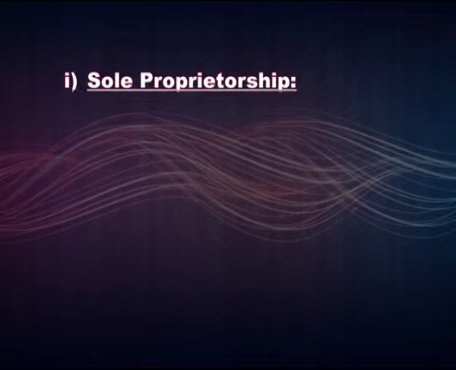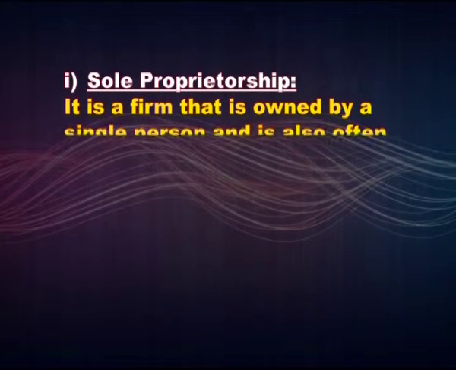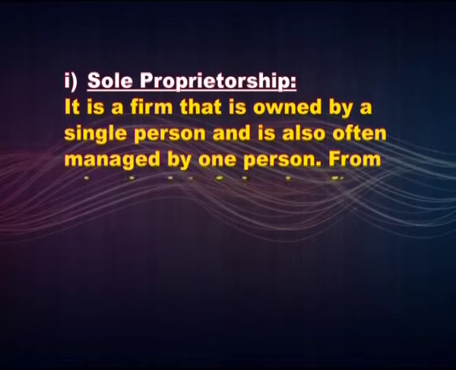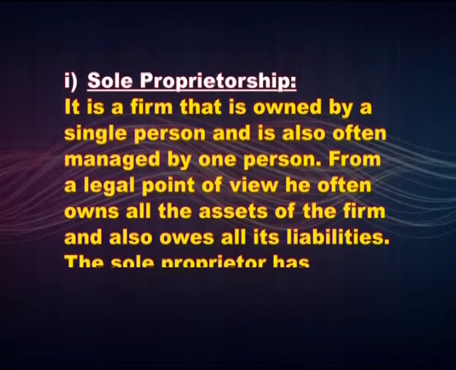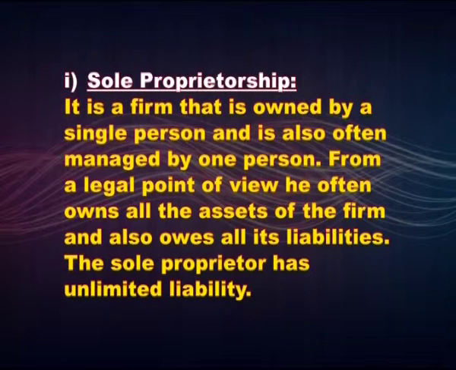Firms are divided in three legal forms. Sole proprietorship: it is a firm that is owned by a single person and is also often managed by one person. From a legal point of view, he owns all the assets of the firm and also owes all its liabilities. The sole proprietor has unlimited liability. Unlimited liability means that the proprietor is legally responsible for all the debt of his firm up to his entire private wealth owned by him.